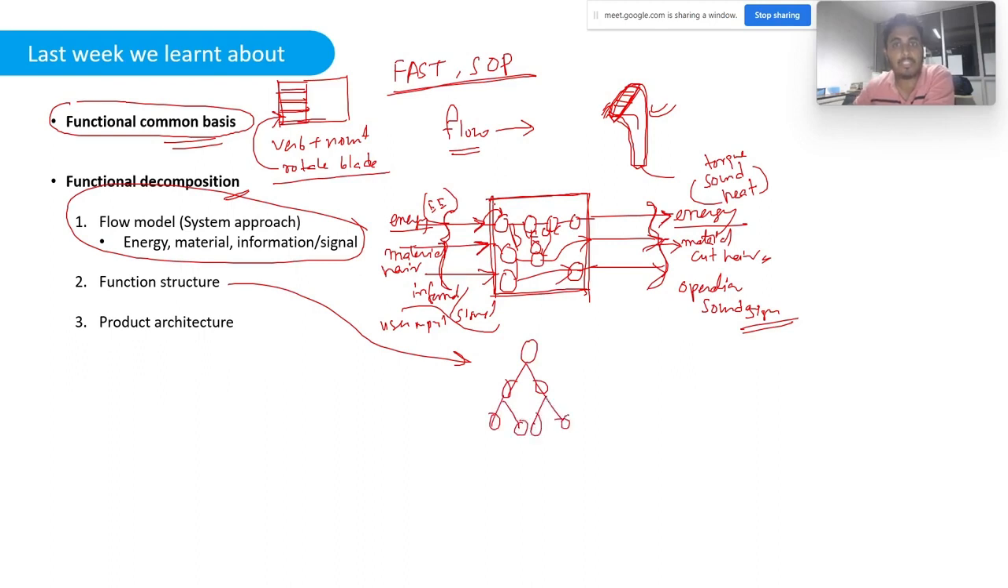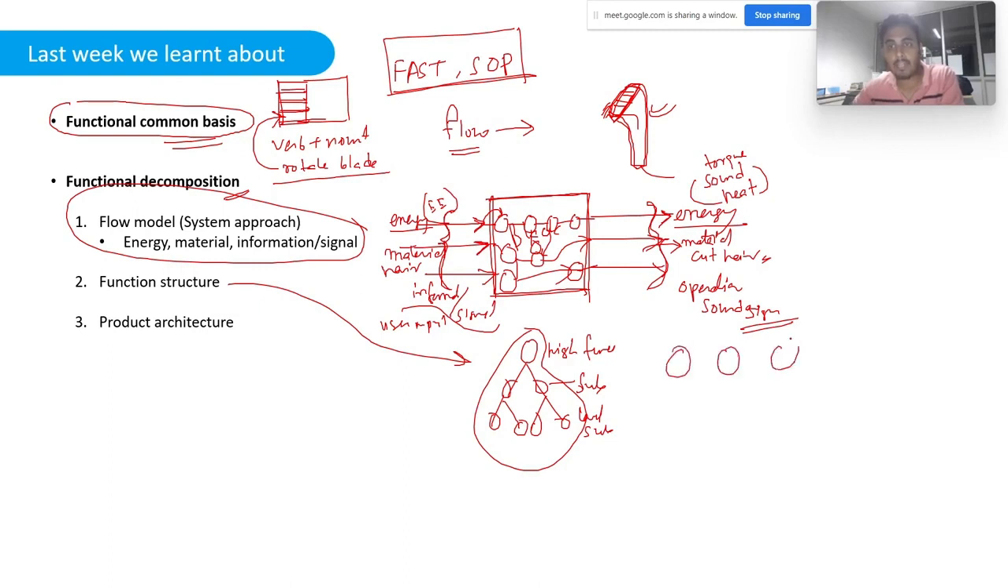So the tree structure we discussed initially for FAST and SOP is a method for defining a functional subtree. You have a high level function, then sub functions, then again level 2 sub functions. However, this is only useful for simple products which have only one critical function part. But in the case of complex products, for example, I discussed the sachet dispenser in the last class, you might have multiple critical parts.